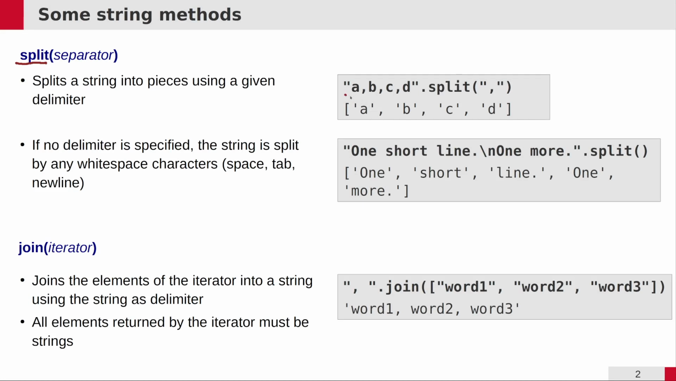For example, let's assume we have a string which was entered by the user already, or from a file, which contains values separated by comma. If you want to get just a list of the individual items, then you can say, take this string, split it, and use the comma character as a split character. The comma will be removed and every item between commas will become a single item in the list.